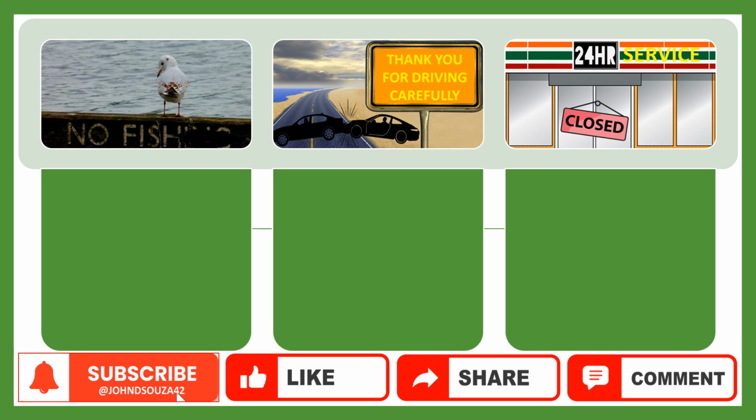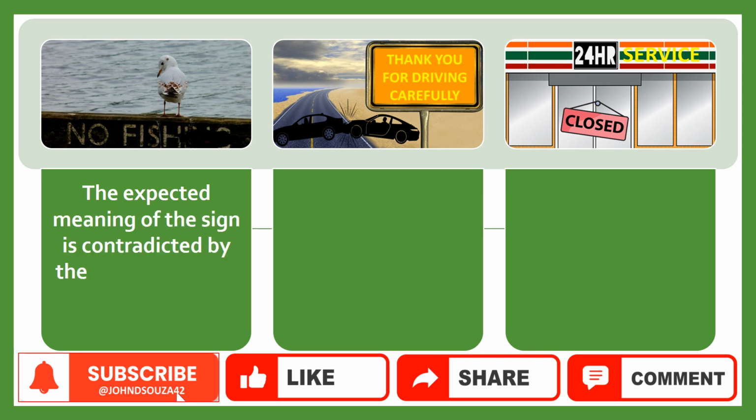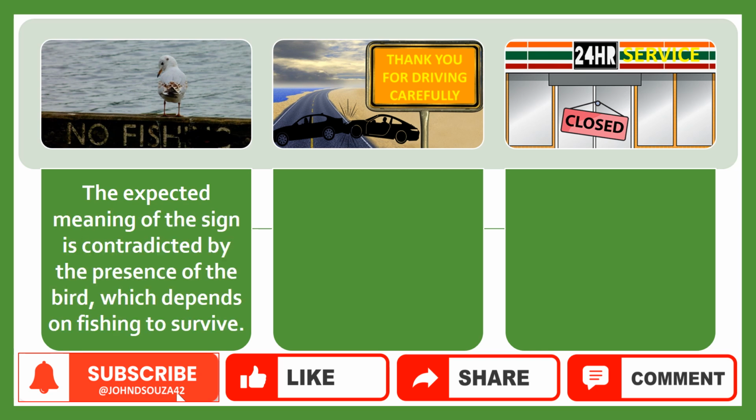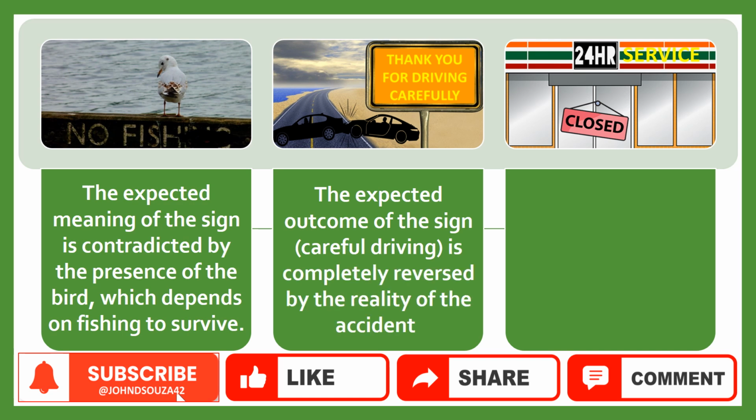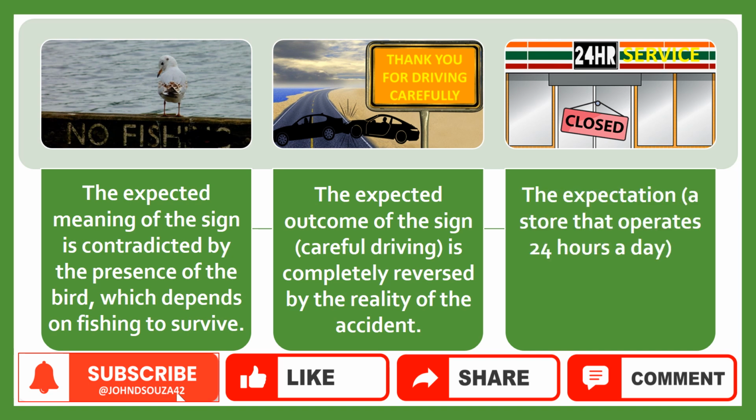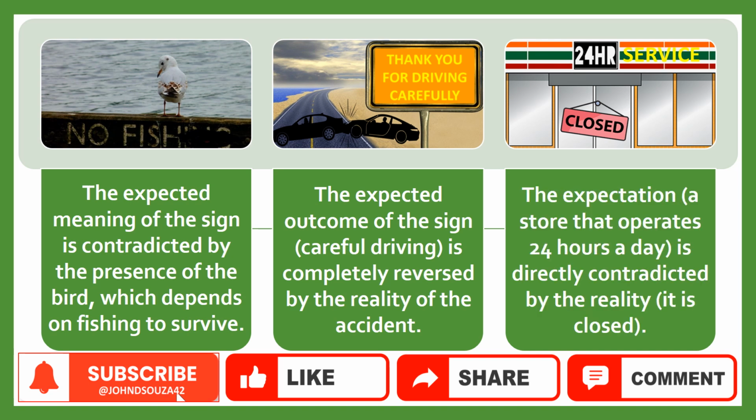Identify what is ironic in these phrases. Pause the video to find out what is ironic. First, the expected meaning of the sign is contradicted by the presence of the bird, which depends on fishing to survive. Second, the expected outcome of the sign, careful driving, is completely reversed by the reality of the accident. Third, the expectation, a store that operates 24 hours a day, is directly contradicted by the reality: it is closed.